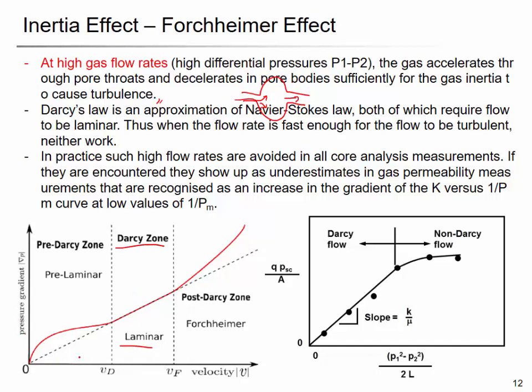where the pressure gradient is proportional to the velocity, or the velocity is proportional to the pressure gradient. When the pressure gradient is higher than a certain value, then you have the Forchheimer effect, because the pressure gradient is too high and you have a high flow rate. So when you measure the permeability using Darcy's law, you should find the proper Darcy zone for your rock core. And this Darcy zone will be different if you use a different type of gas or different type of fluid.